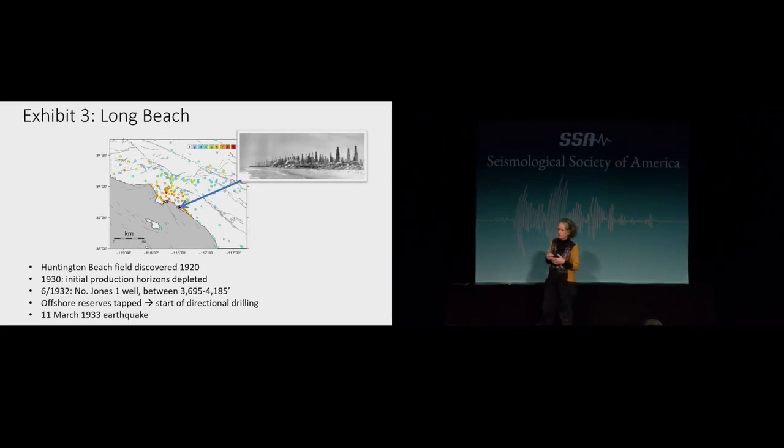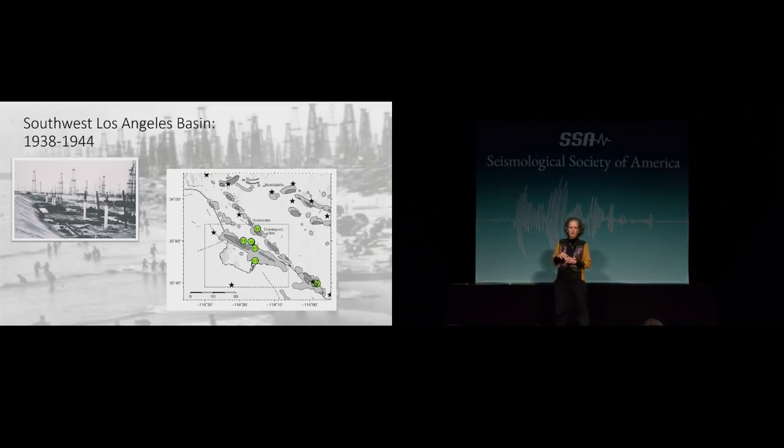The field was discovered, it started to be depleted, a well was deepened in '32 for the first time, also drilled directionally offshore. The earthquake happened 9 months later, essentially right on top of where that well was. Moving forward from '38 to '44, there was a cluster of earthquakes in the Southwest LA Basin that occurred right as production ramped up from the Wilmington and other fields.